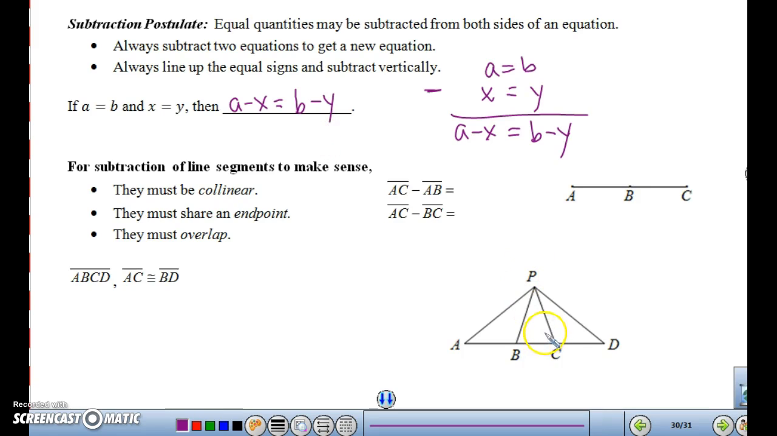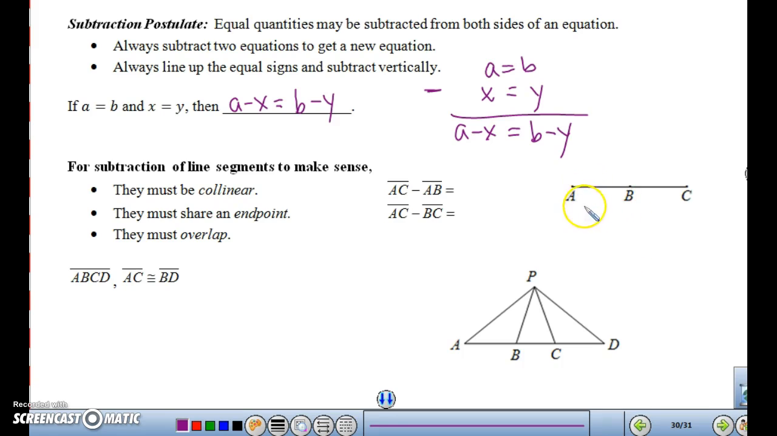Now the same thing with subtraction of line segments. There are some conditions that have to hold to make sense. When you subtract line segments, they must be collinear. They must all be on the same line. They must share an endpoint. If you're going to take off a part of it, you have to know what part you're taking, and they can't overlap. You can't take a piece of something out of the middle.